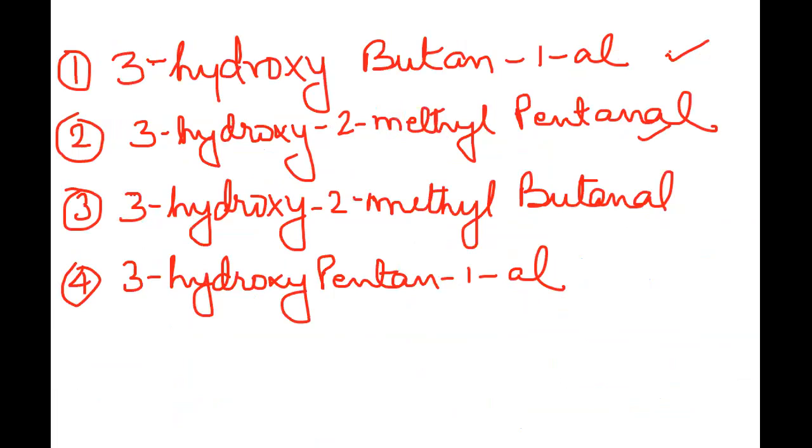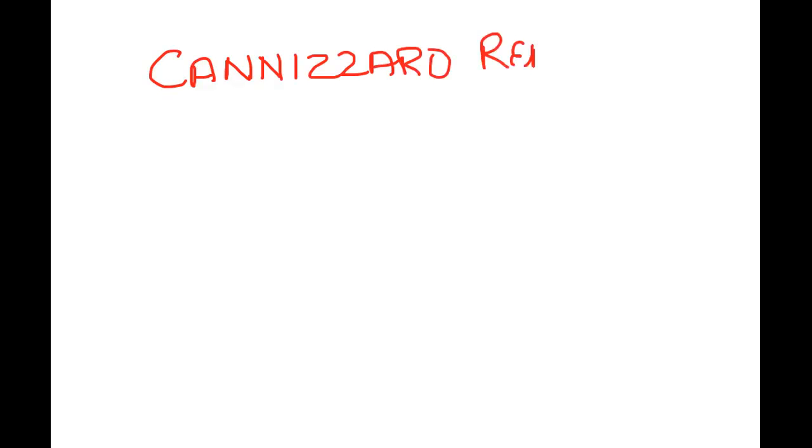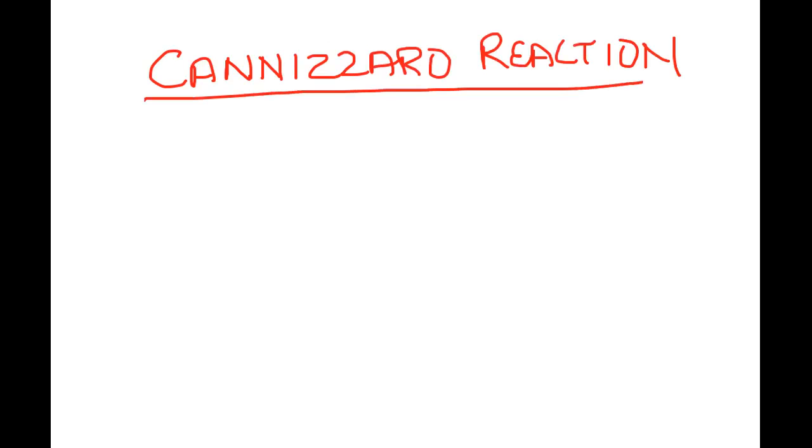Now the third point that we have to do is about the Cannizzaro reaction. All right, now what is a Cannizzaro reaction? You try to understand one thing, that this is applicable to those aldehydes and ketones which do not have an alpha hydrogen atom.